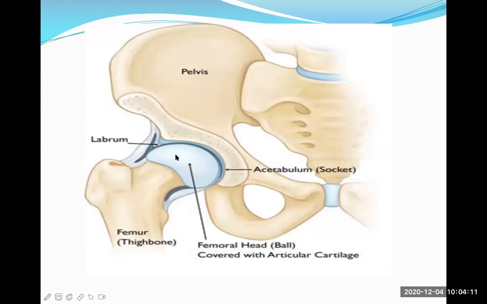Now see, another picture, a little bit better than before. This is the acetabulum, and here is the femoral head. The femoral head is a very smooth anatomical structure because of the attachment of cartilage there.